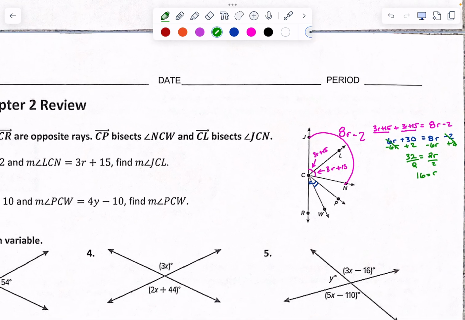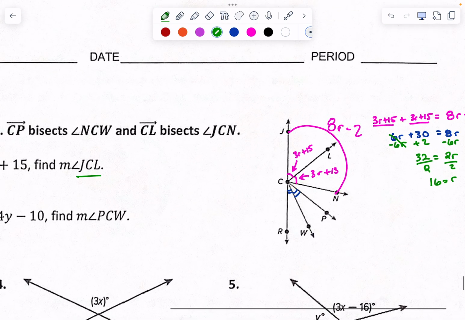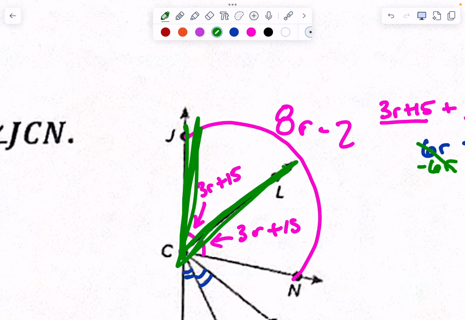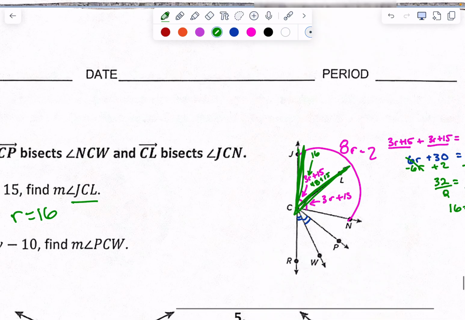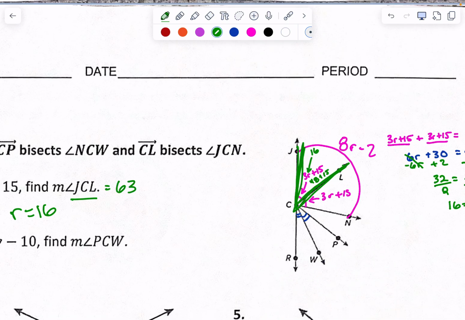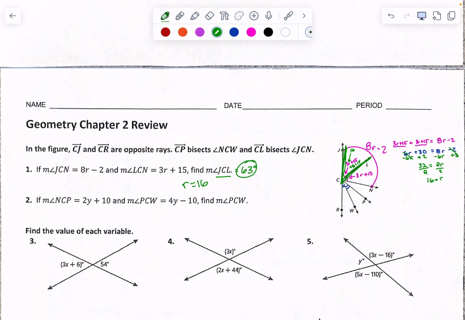16. And now they want me to find JCL. So I know that R is 16. I'm going to put that over here. JCL is this little green angle right here. Do you see him? Okay. How do I find him? Plug in 16 for R. 3 times 16 is 48. And 48 plus 15 is 63. Is that true? 63 degrees. Boom. Good? All right. Beautiful.